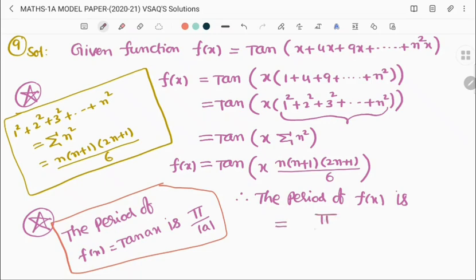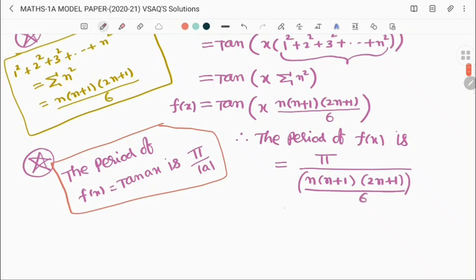pi by mod, no need to write mod because it is a positive value only, no, n into n plus 1 into 2n plus 1 by 6. So the denominator of the denominator goes to the numerator, we can write it as 6 pi divided by n into n plus 1 into 2n plus 1. This is the period of the given function.